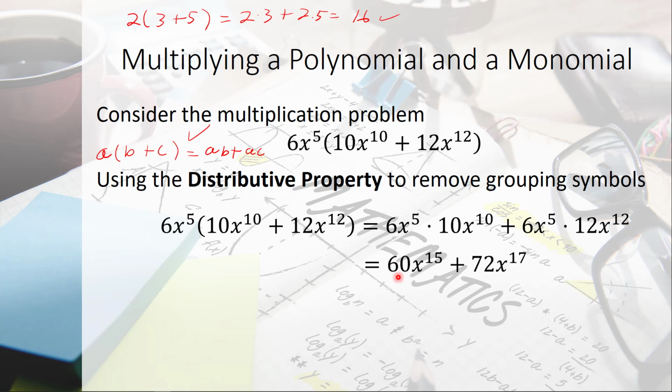We have 6 times 10, which is 60. X to the fifth times x to the 10th, well, those using the product rule will give us x to the 15th. 6 times 12 is 72, and then x to the 5th times x to the 12th, again using the product rule, is x to the 17th. So that's it. This type of problem is really nothing more than an exercise of the distributive property.